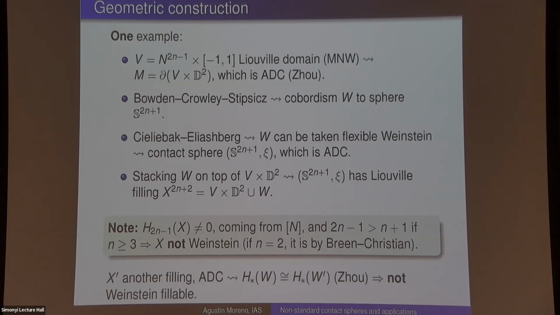And now you can use the fact that you have this positivity at the boundary. If you have any other filling X prime of the sphere, because you have ADC, then Zhengyi tells you that the homology of this arbitrary filling coincides with the homology of W, but in particular, it cannot be Weinstein. So in other words, the sphere is not Weinstein fillable because all fillings have the wrong homology. And that's it.